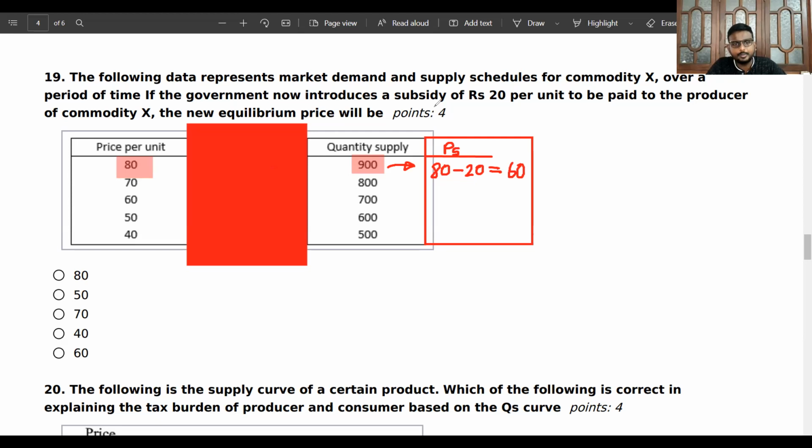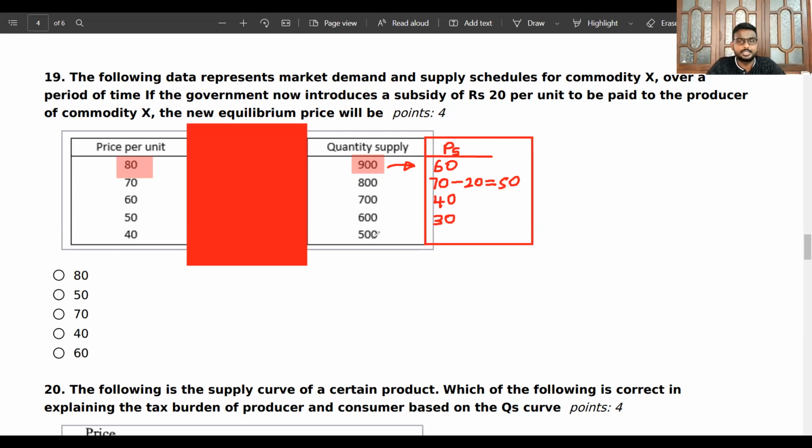Now, likewise, you have to do this for each and every quantity given in the table. So for 900 units, 80 minus 20 is 60. For 800 units, 70 was the earlier before subsidy price. From that, government is giving 20. That means the price of the product will now be only 50 rupees. Likewise, for 700 units earlier 60, reduce 20 from it. Now the price will be 40. For 600 units earlier 50 is what producer wanted. After subsidy, producer will want 30 from the consumer's price. 20 will be coming from the government.